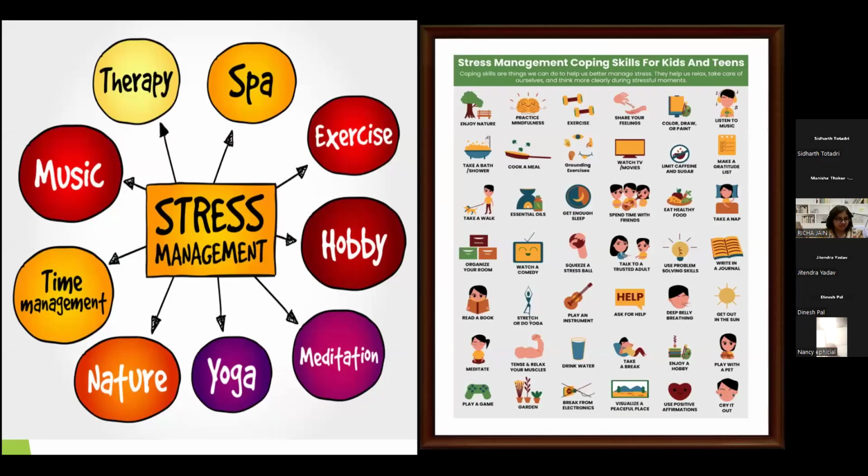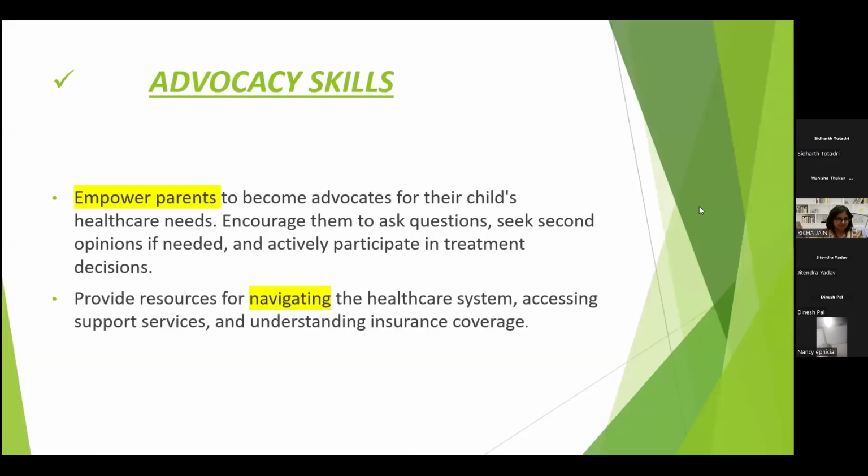Basically, therapy for adults, for parents: they can do time management, nature, yoga, meditation, hobbies, etc. They can use, for the child, cook a meal, essential oils, take a walk, get enough sleep, spend time with friends, eat healthy food, take a nap, and many more techniques we can do.